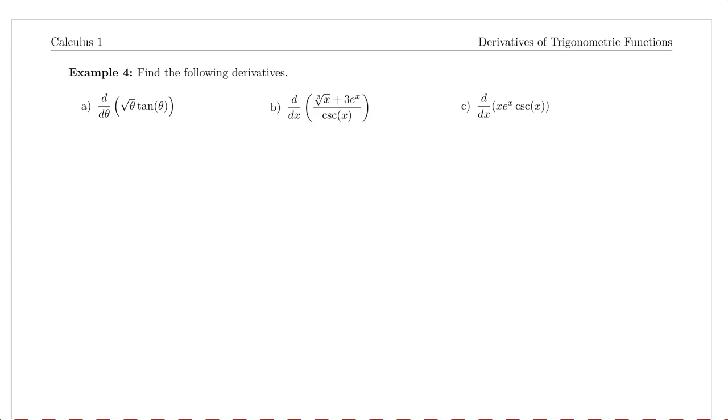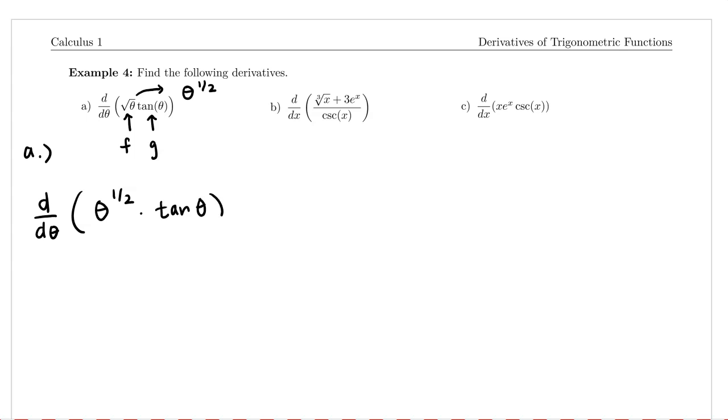All right, in example 4, we want to find the following derivatives. So part A, we have the derivative with respect to theta of the square root of theta times tangent of theta. And you'll notice that I have 2 different functions that are being multiplied. I can call this one f and this one g. So in order to take this derivative, I'm going to need to use the product rule. And remember that the square root of theta is the same thing as theta to the 1/2 power. I'm writing it like that so that it's easier to use the power rule on.